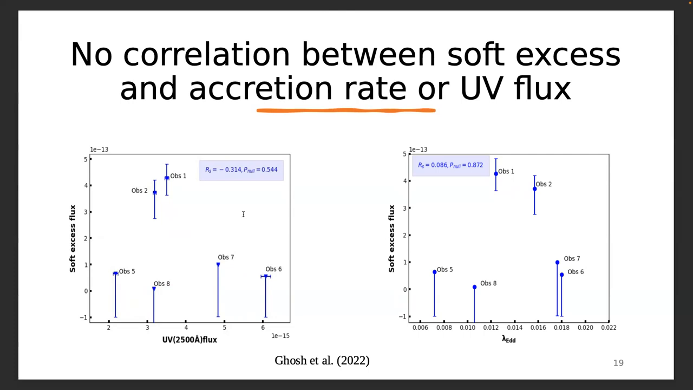So the idea from the two-corona model, that Noda and Done et al. and Tripathi et al. have found, that there is a correlation between the accretion rate and the presence of soft axis, is not holding true here.